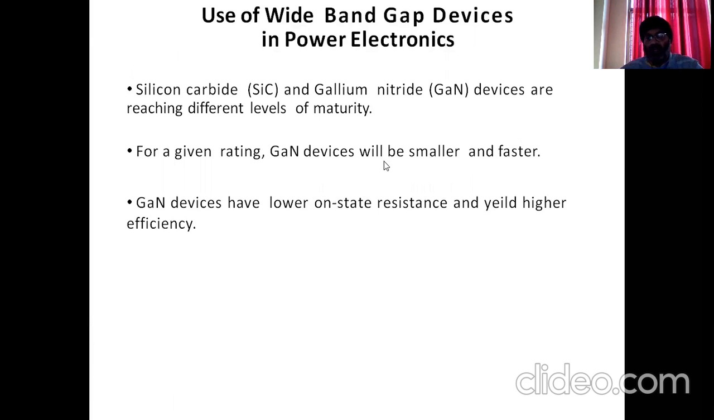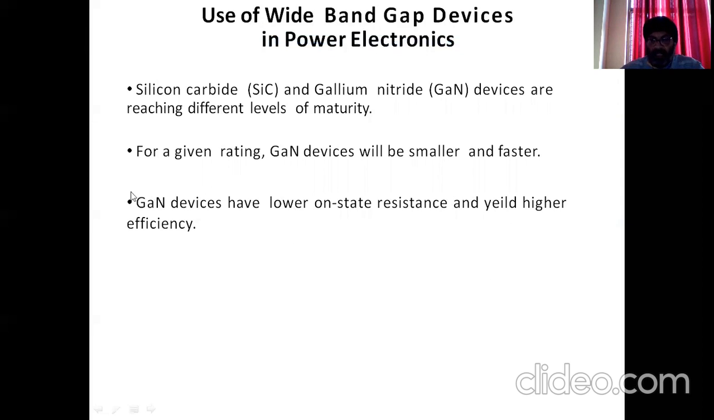They also cover a small area. They also have lower on-state resistance. Lower on-state resistance means that when the device is turned on or conducting, the resistance at that time is very small, very low. So what is the significance? The significance is, if this on-state resistance is low, I square R losses will be low. Because the R value is low, the power loss is also low.